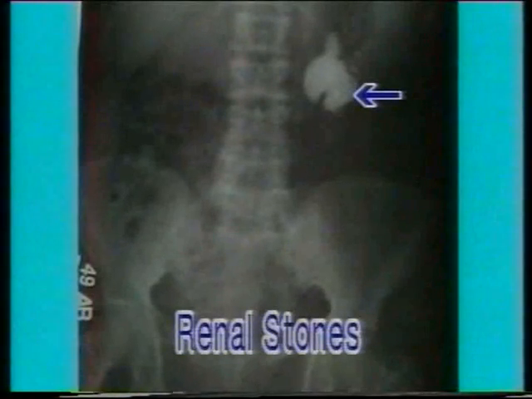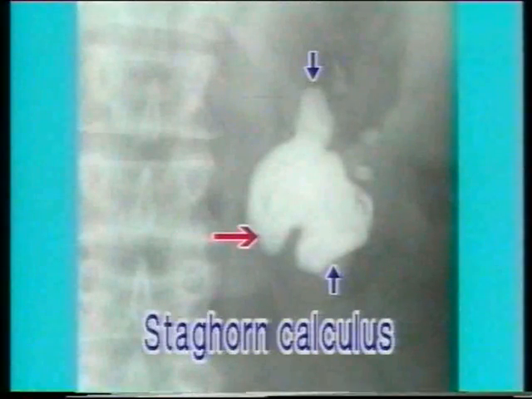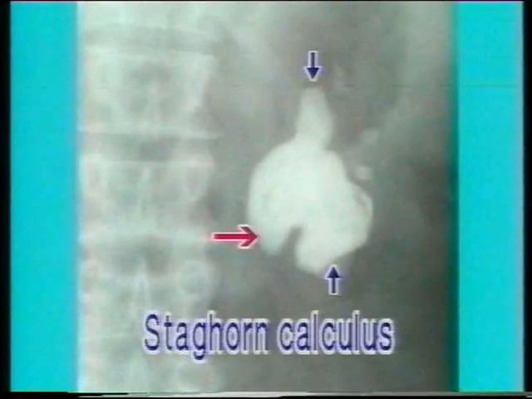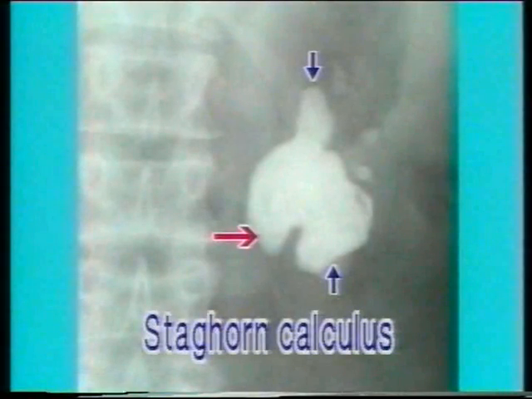Renal calculi, especially phosphatic calculi, get molded into the shape of the cavity where they lie. Note in this X-ray that the stone has assumed the shape of the pelvis and calyces. This is the characteristic staghorn calculus. The red arrow points to the pelviureteric junction and the vertical arrow points to the upper and lower calyces.